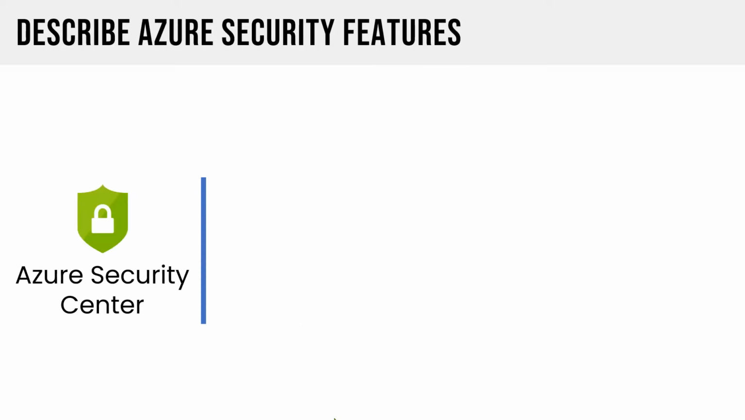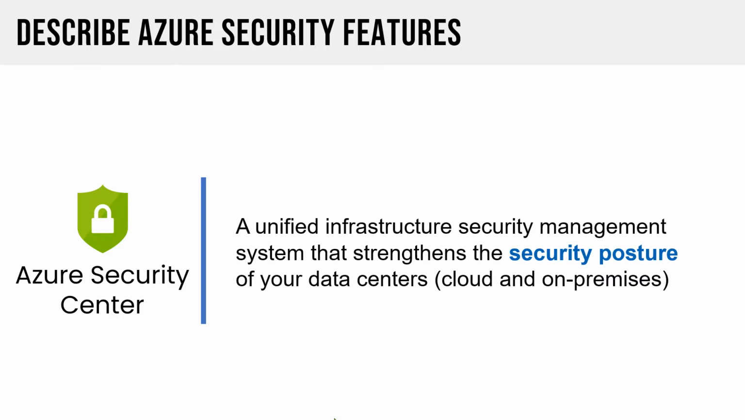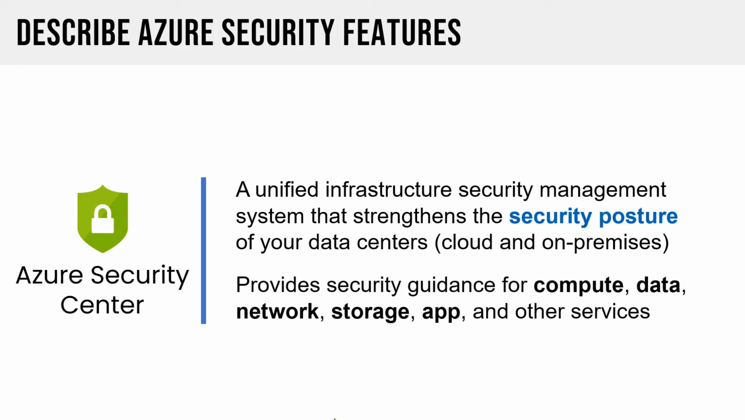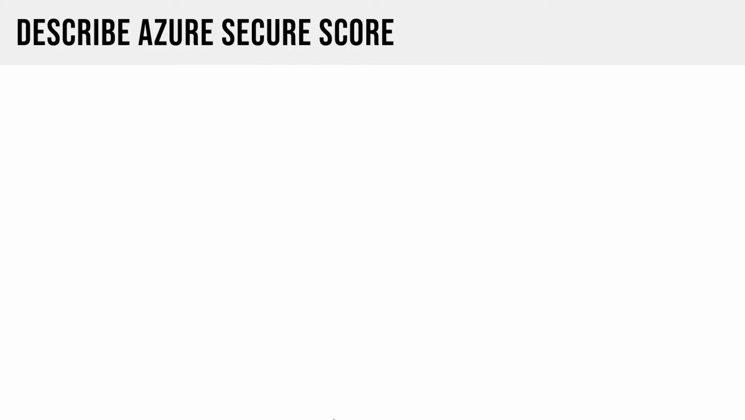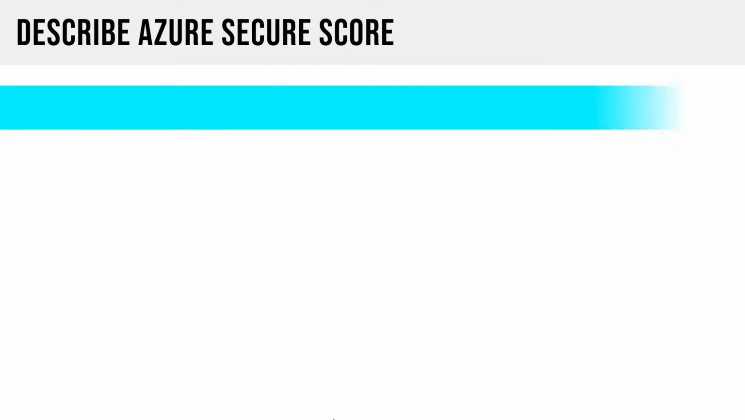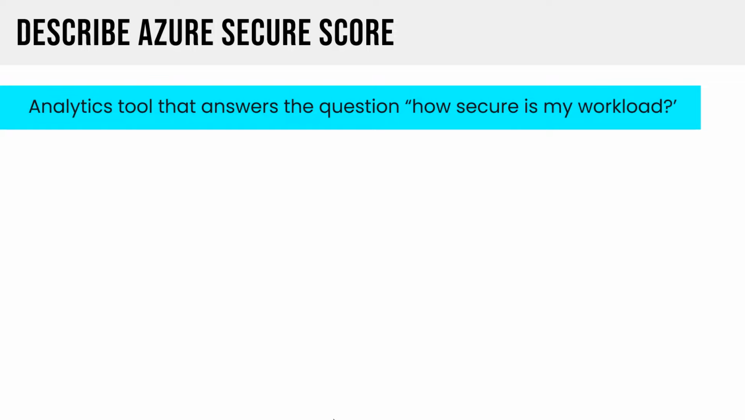Next up is Azure Security Center, which is a unified infrastructure security management solution that strengthens our security posture by providing guidance for compute, data, storage, app, and other services. So it's infrastructure focused, really. There's no guarantee what's going to show up on the exam, but infrastructure is one of those trigger words you want to look for. Unified Infrastructure Security Management.